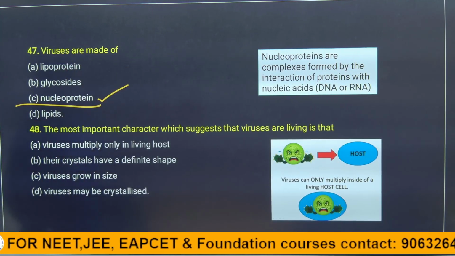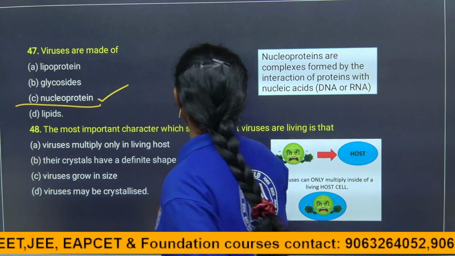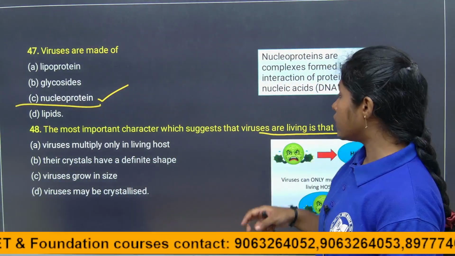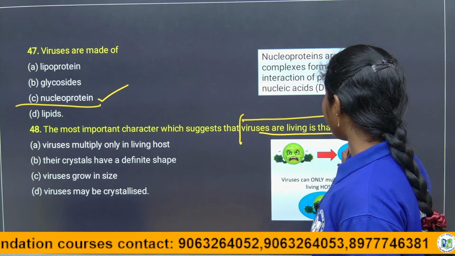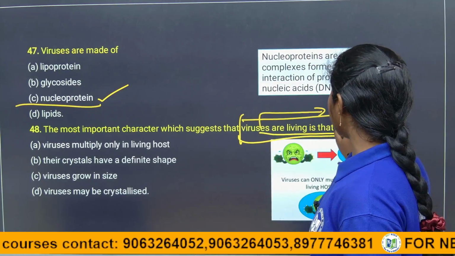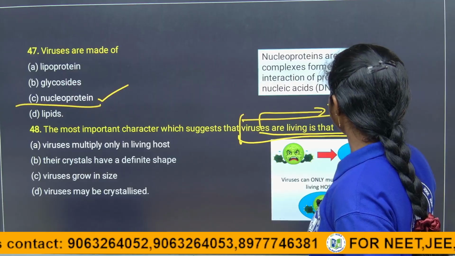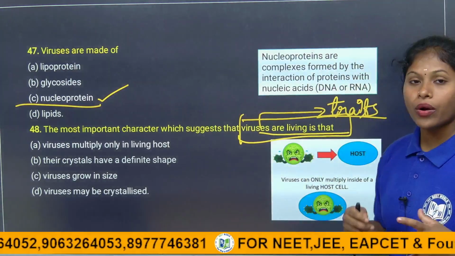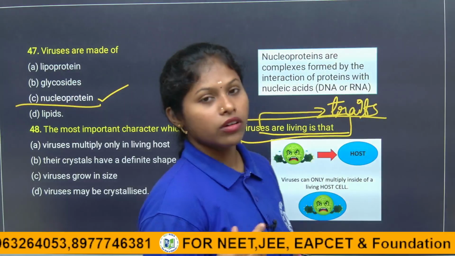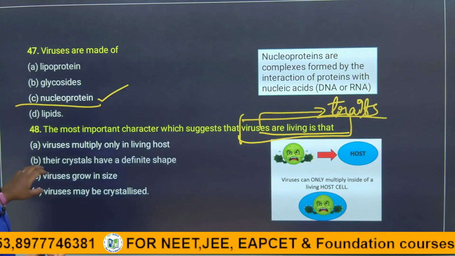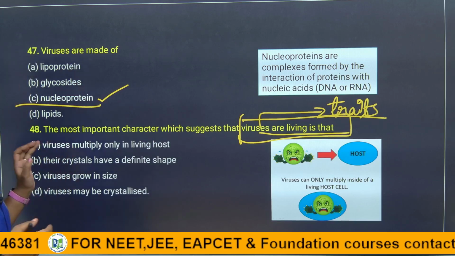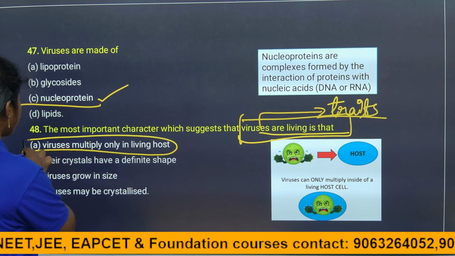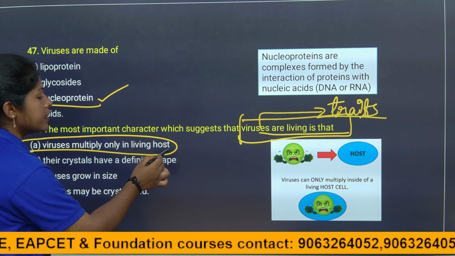Coming to the 48th question, children: the most important character which suggests that viruses are living is that. They are asking which is the most important character by which we say viruses have living traits. Traits are nothing but characters. So how do we say that the virus exhibits living traits? See here, children, viruses multiply in a living host. Of course, it is the right answer, because only when they find the host do they reproduce themselves.